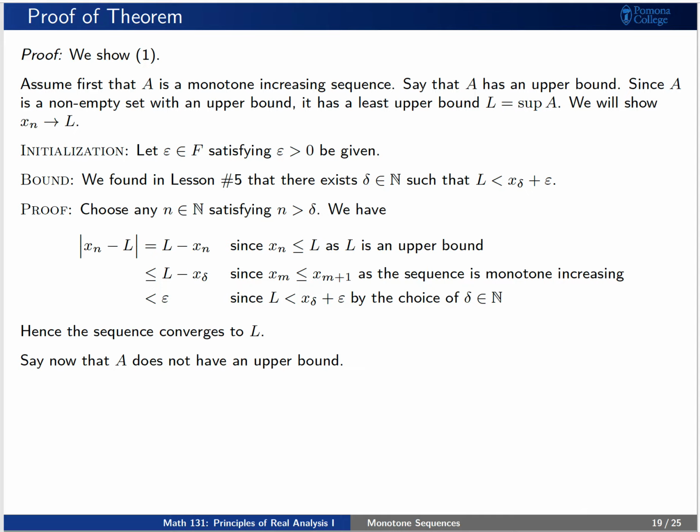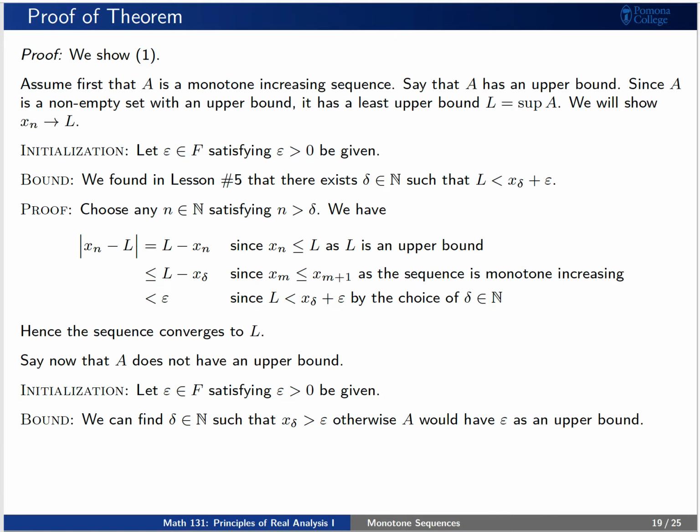On the other hand, let's say that A does not have an upper bound. Of course, we need to show that the sequence increases without bound. To this effect, let's let epsilon positive be given. We know that we can find a delta such that x delta is greater than epsilon, otherwise A would have an upper bound.